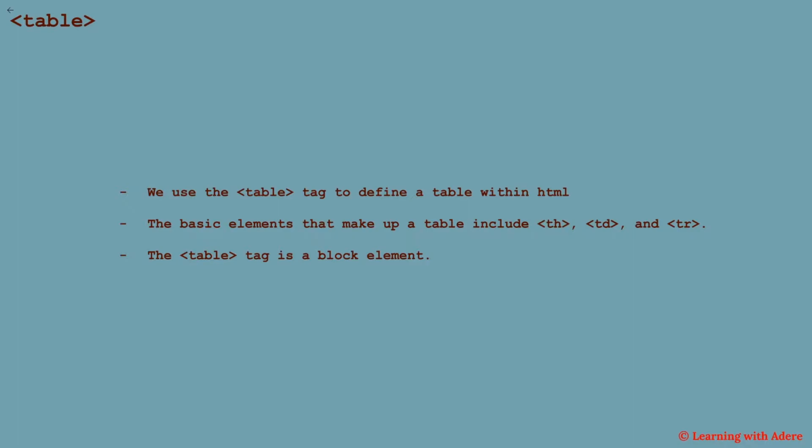So the first thing we need to learn when we're writing about tables is the table tag. We use the table tag to define a table within HTML, as you might have guessed. The basic elements that make up the table tag include the th tag, the td tag, and the tr tag. The table tag is actually just a block element.